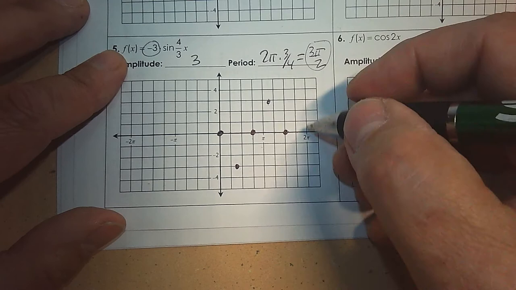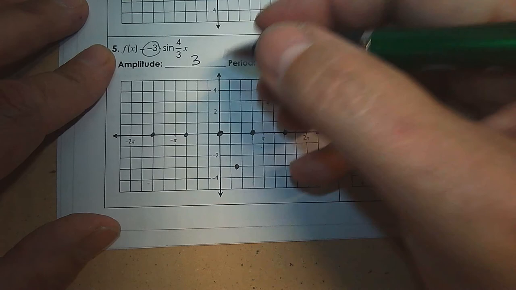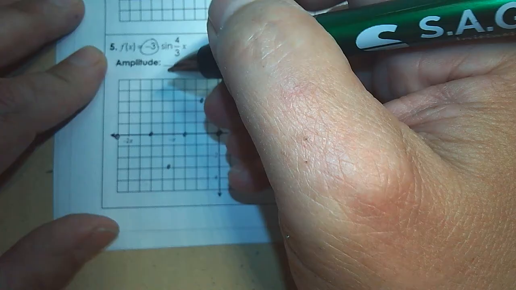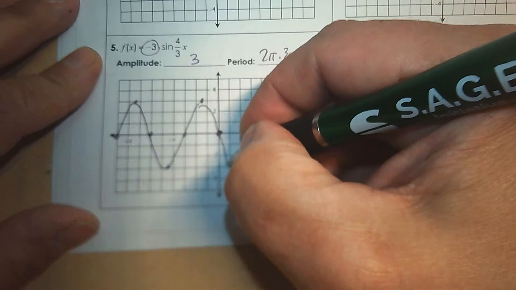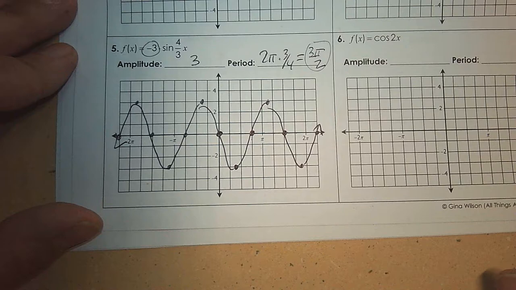So I'm counting 1, 2, 3, 1, 2, 3. So for here, it's going to go to the maximum. And then here, it's going to go to the minimum, following the pattern. And then once you have that, make your wave. Make sure you put arrows at the ends that show it goes on forever.